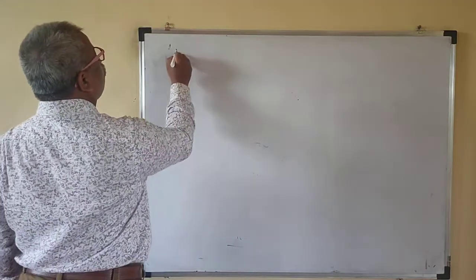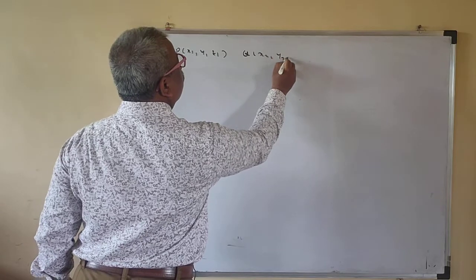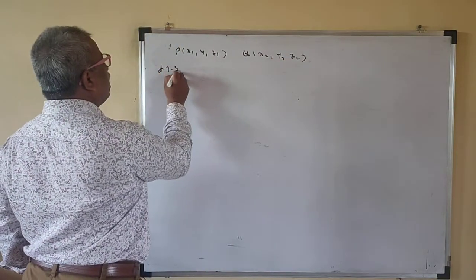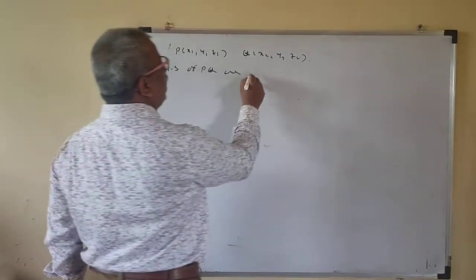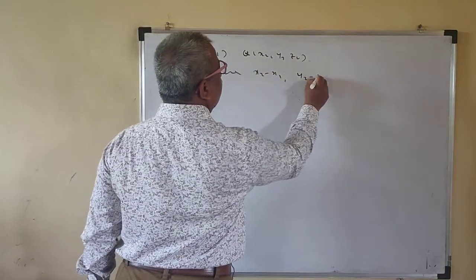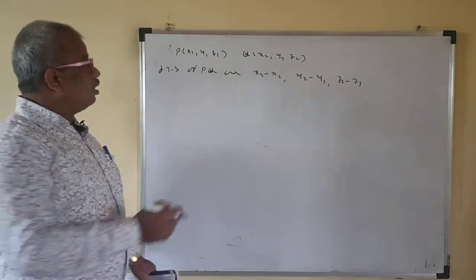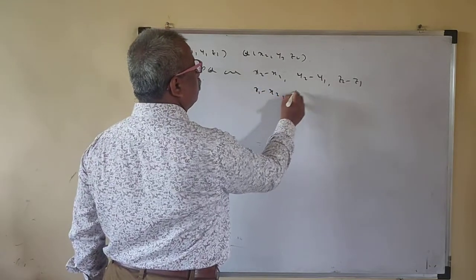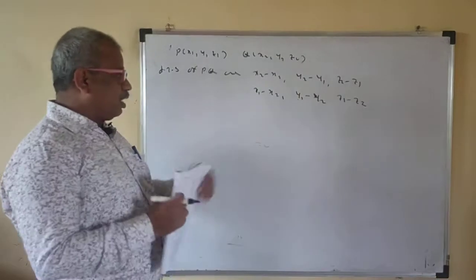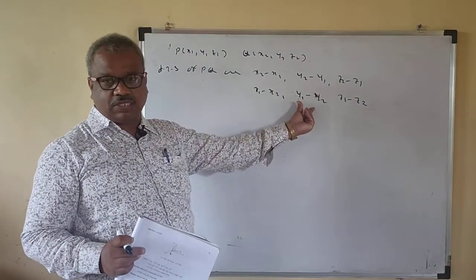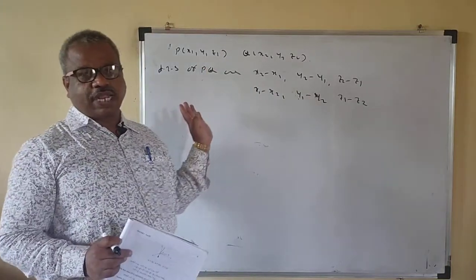Okay, suppose these are the 2 points P(x1, y1, z1) and Q(x2, y2, z2). Then what are the DRs of PQ? They are x2 minus x1, y2 minus y1, z2 minus z1, or x1 minus x2, y1 minus y2, z1 minus z2. Mixing them, like x1 minus x2 here and y2 minus y1 there, is not allowed. Either subtract Q from P or P from Q. That will be your DRs.